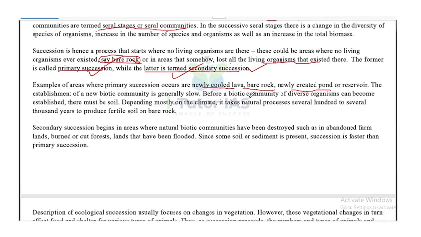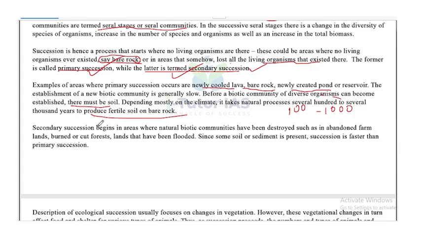Before a biotic community of diverse organisms can become established, there must be soil. In the case of newly cooled lava or bare rock, the soil will not be there. It's a hard rock surface. So for the biotic community to come and live, the first condition is that there must be soil. Depending mostly on climate, it takes natural processes several hundred to several thousand years to produce fertile soil on bare rock.